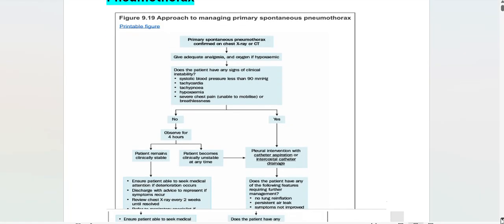How to approach a primary spontaneous pneumothorax. First, we will learn that, and then we will learn how to differentiate primary from secondary, and then traumatic. Okay, so let's start quickly. So how to approach the primary spontaneous pneumothorax?